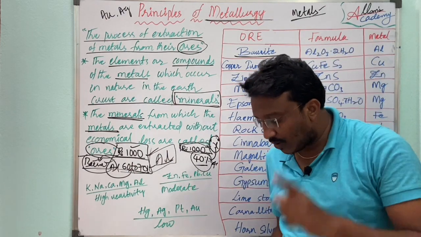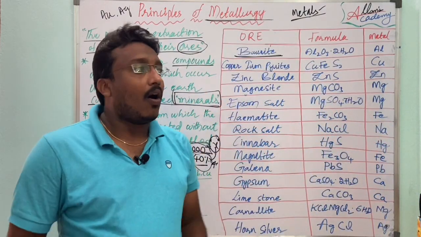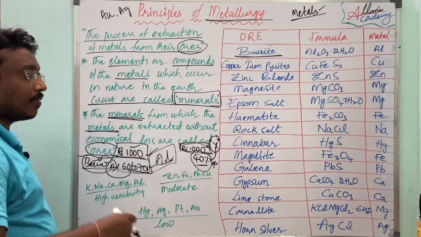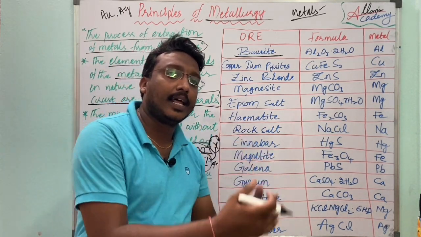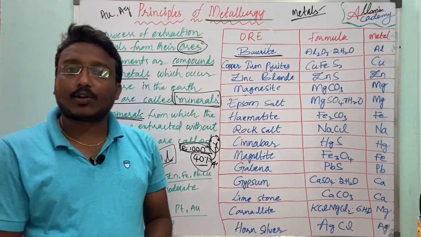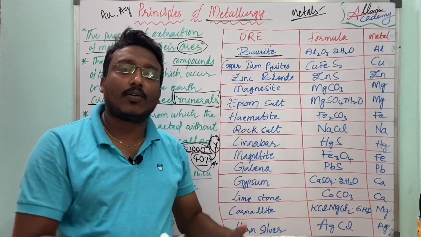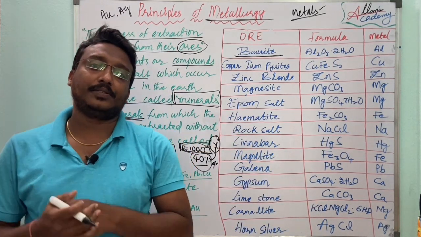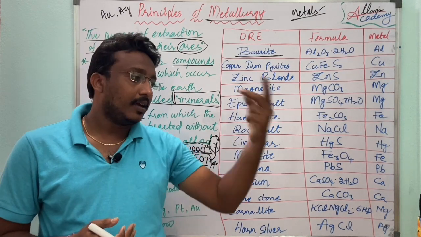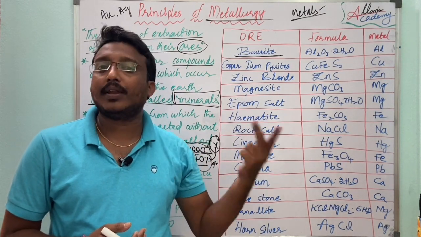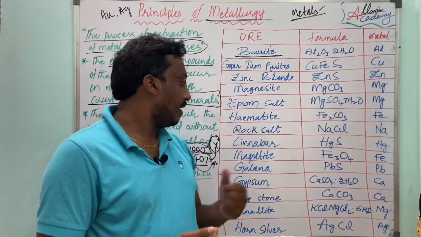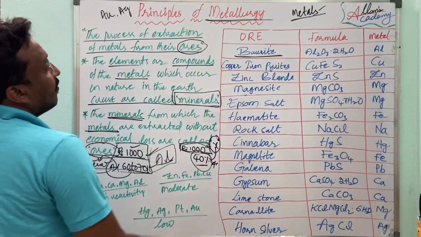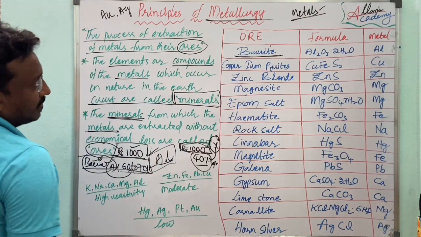That means here you have to know one thing. All ores are minerals, but not all minerals are ores. Here all ores are minerals, but all minerals are not ores. Okay, right. And here we have some ores.